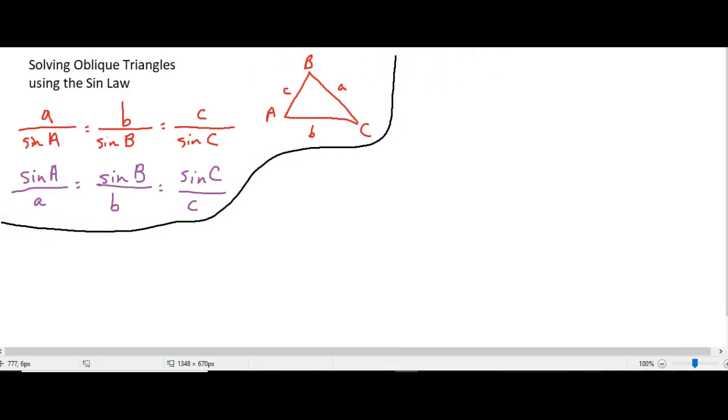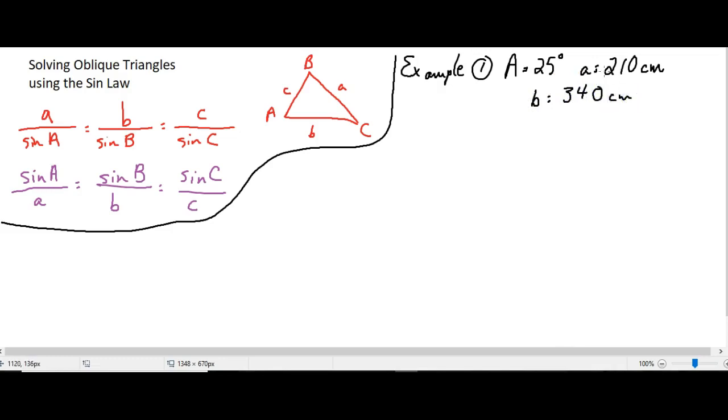All right, let's solve an oblique triangle, example 1. This is an example of knowing one angle and its opposite side and one other side. So, solving the oblique triangle, given we know that angle A is equal to 25 degrees, side A is equal to 210 centimeters, and side B is equal to 340 centimeters.